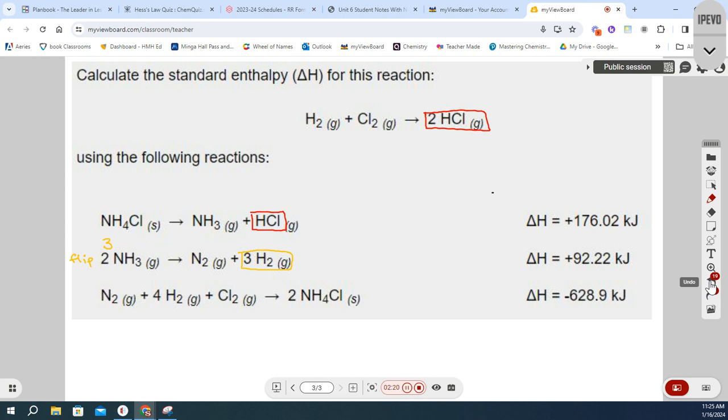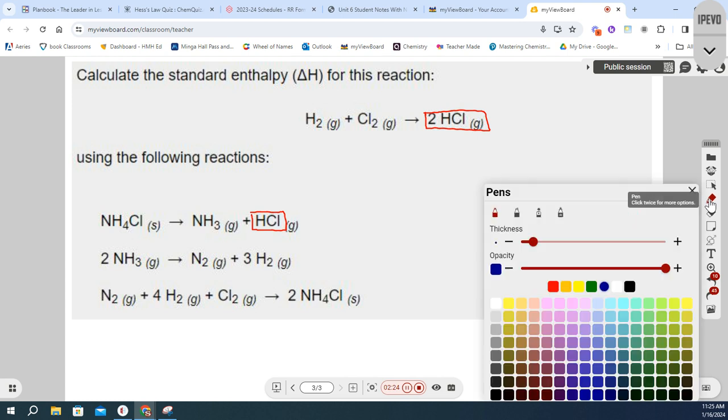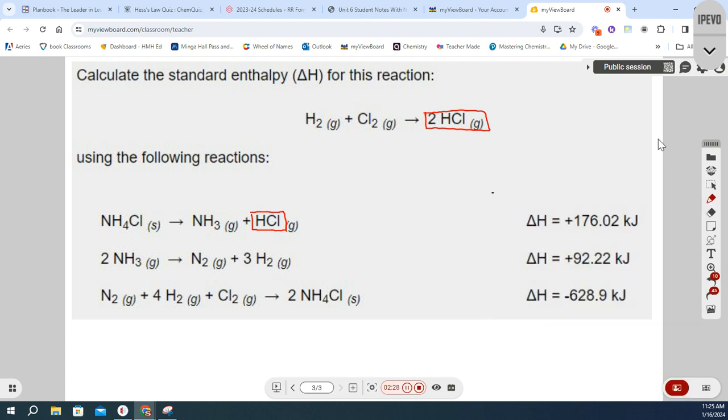And instead of flipping the second one, I can't flip it. So if I can't flip the second one, then maybe I have to flip the third one. So the third one, I want H2 and Cl on the right-hand side, so they look fine. But I know I want NH3 on the left-hand side. See how this NH3 and NH3? So that's going to be fine. Do I need to flip this one? It doesn't look like it, because H2 and Cl2 are on the same side.